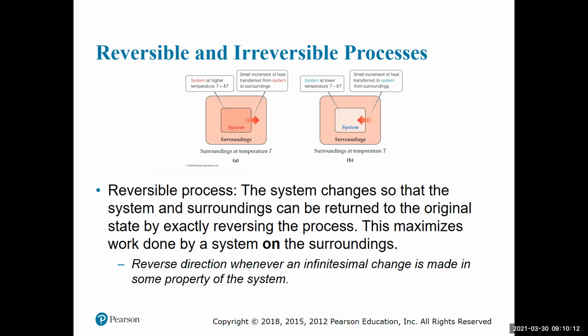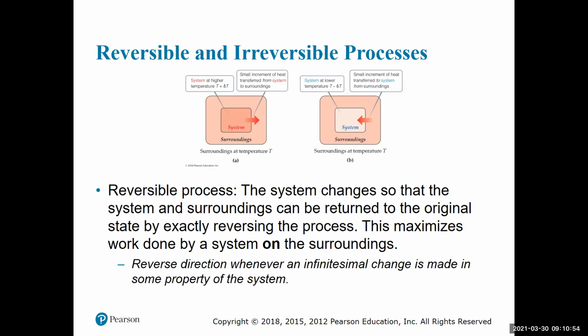We also can talk about reversible and irreversible processes. So a reversible process is simply where the system changes so that the system and surroundings can be returned to the original state by exactly reversing the process. This maximizes work done by a system on the surroundings. And so what that means is we can reverse it and get back to what it was.